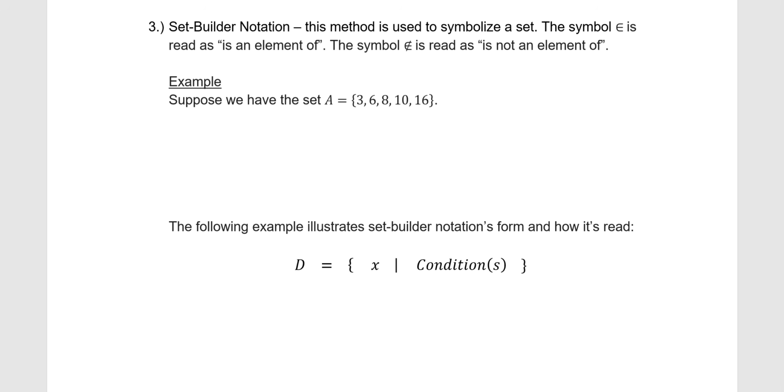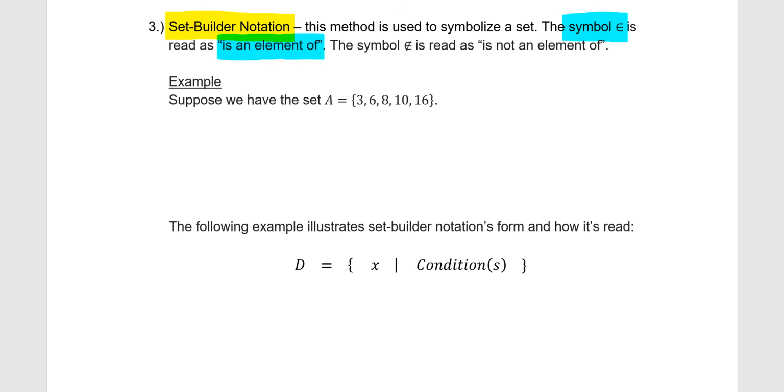And then the third and last method we're going to be using is set builder notation to represent a set. This method is used to symbolize a set. It's similar to the description of a set. And we're going to be using this symbol right here. It's going to be read as "is an element of." Similarly, we can have the symbol crossed out, and that would just mean "is not an element of." So let's see an example of that symbol being used in this set here before we get into set builder notation.